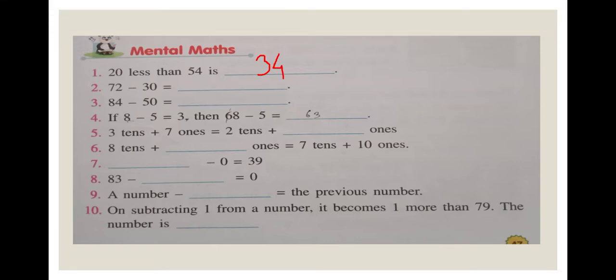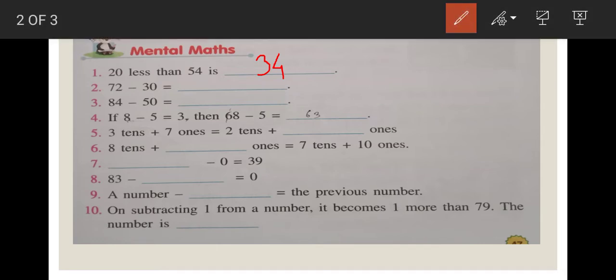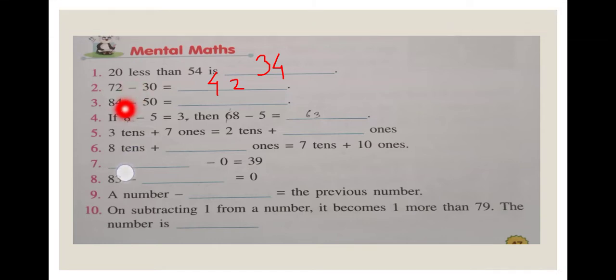In the same way, number 2 is also 72 minus 30. 72 minus 30, also directly you can minus. From 2 you can minus 0, it will become 0. Then 7 minus 3 will be how much? 4, right? So it will become 42, isn't it? So let us write the answer here, 42. We have learned subtraction very nicely, so it will not be very tough for us.